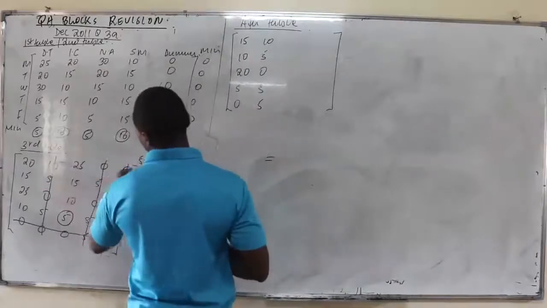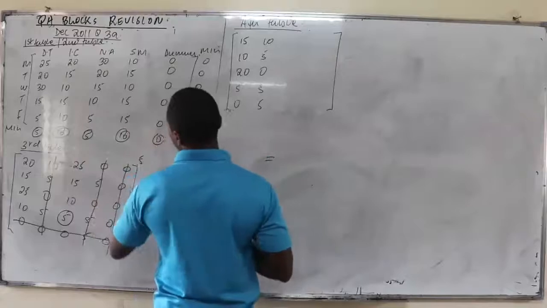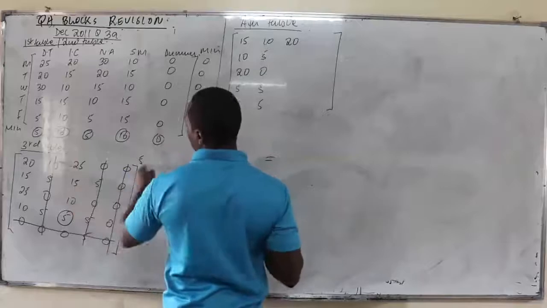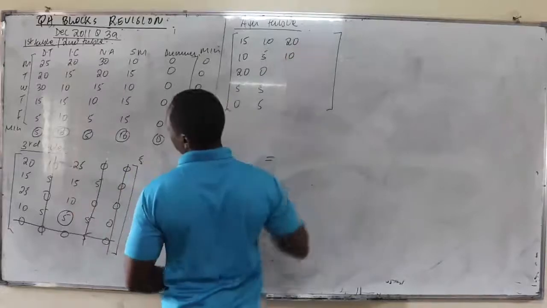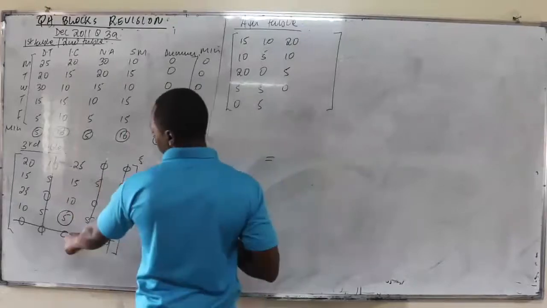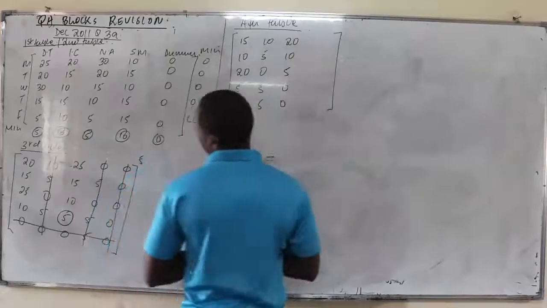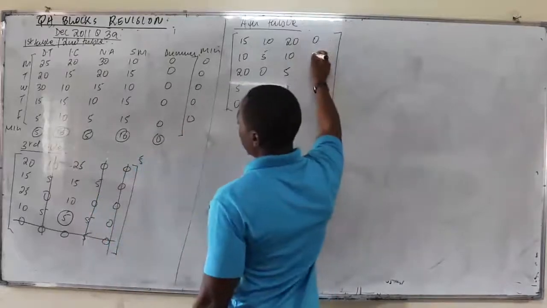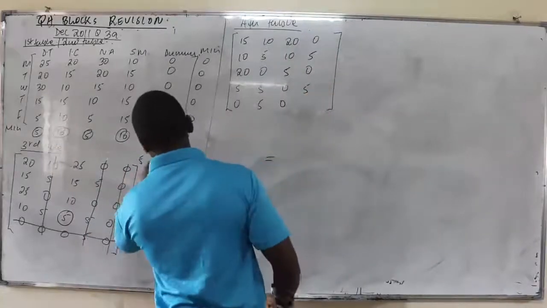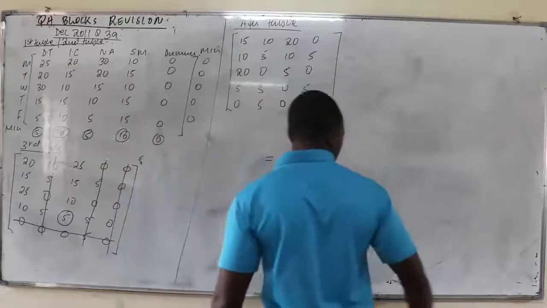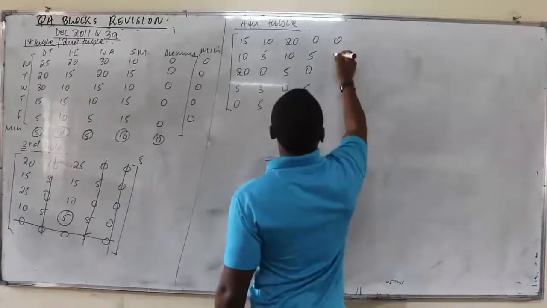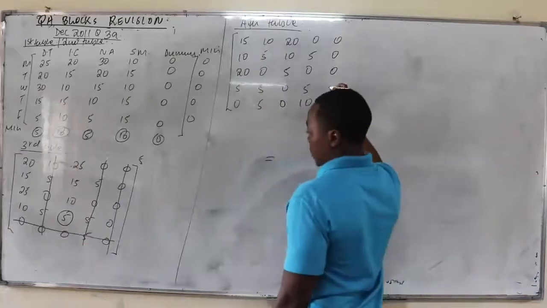For those uncrossed ones, you deduct the minimum. So it will be 25 minus 5, have 20. 15 minus 5, have 10. 10 minus 5, you get 5. 5 minus 5, you get 0. Then 0 is crossed once, you maintain. So 0, 5, 0, 5. This is crossed twice. 5 plus 5, you get 10. Then 0, 0, 0, 0.